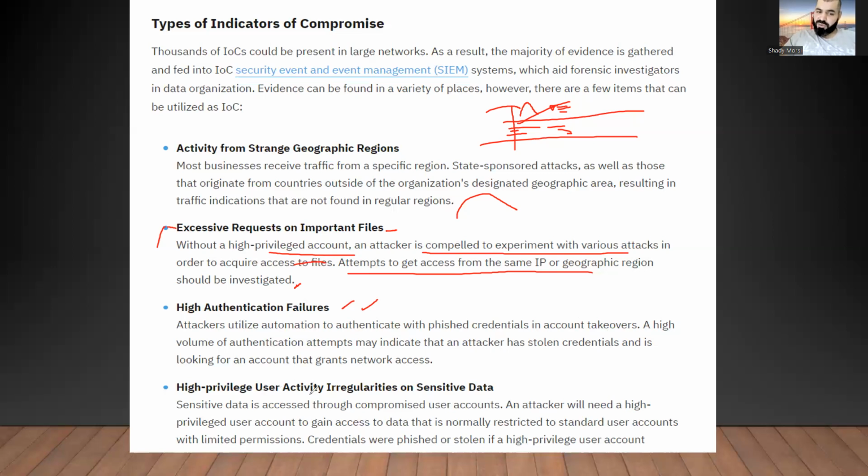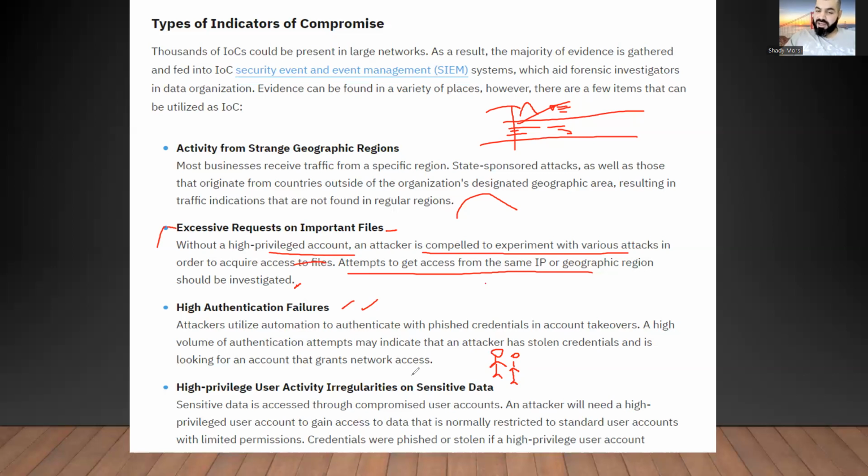High privileged user activity, irregularity on sensitive data. This is why I told you guys about the admins: I need to look at the admin behavior within my network. So I really need to have something like UBA, which is user behavior analytics, and PAM solutions, which is privileged account access management. It is going to track every single user and every single administrator and see what their day-to-day activity is. If they find anything irregular, not normal, they will highlight this.